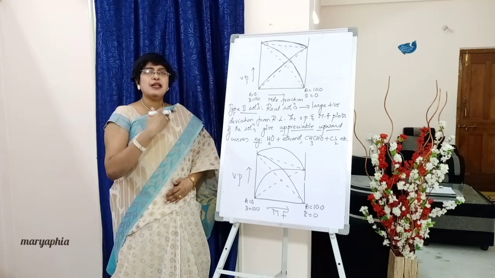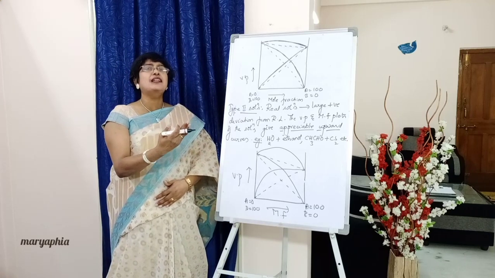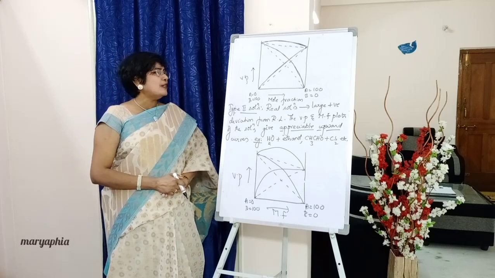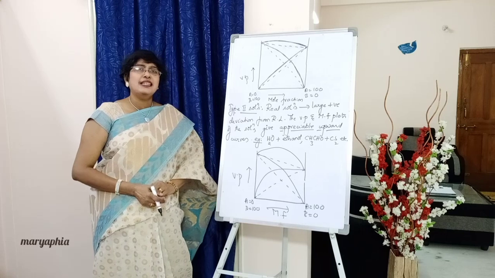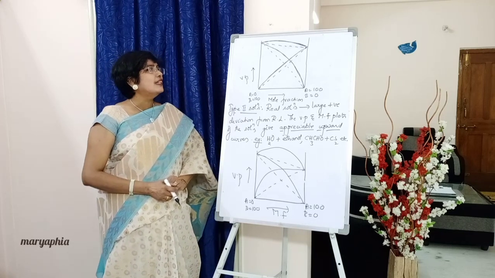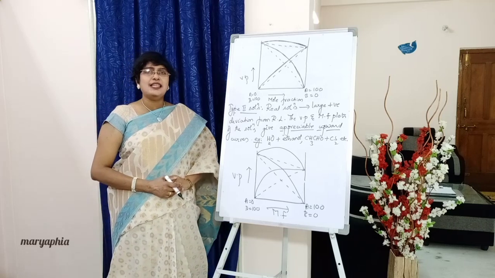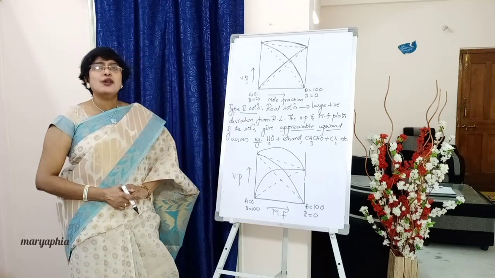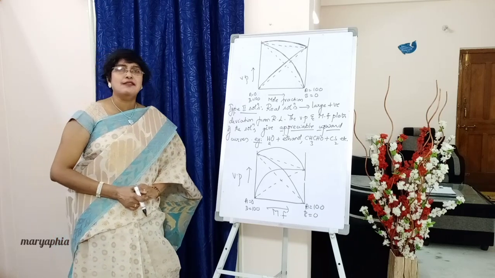As we are moving from left to right, what will happen? The portion of B will be decreasing. So the composition of A and B is checked against vapor pressure. I have drawn two types of lines here. What are they? Solid lines and dotted lines. What is the meaning of the dotted line first?